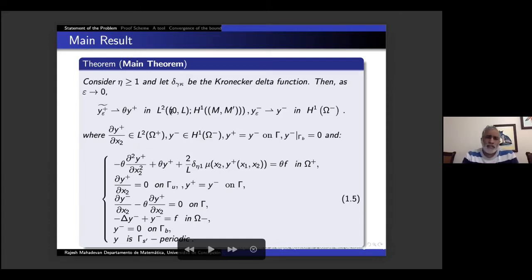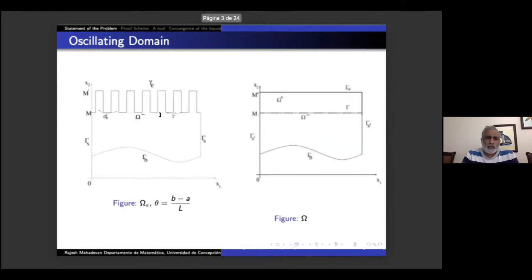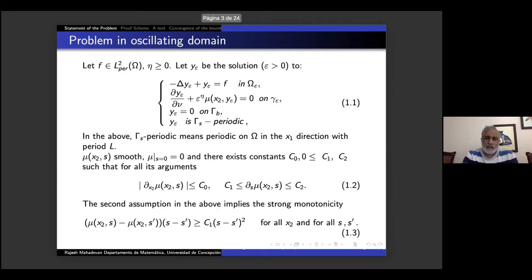and the convergence is in a different space, L2 of 0 L H1, m prime, m being the lower level and m prime being the upper level for this oscillating part of the domain.